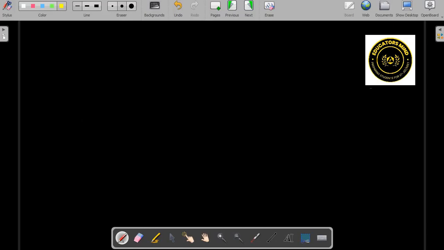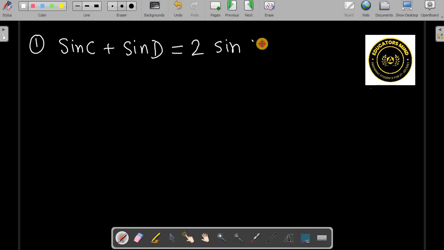Hello students. So in this session we are going to see the other important trigonometric formulas. So let's start with the first one. The first one is sine C plus sine D, which can be written as 2 times sine of (C plus D) by 2 times cos of (C minus D) by 2.